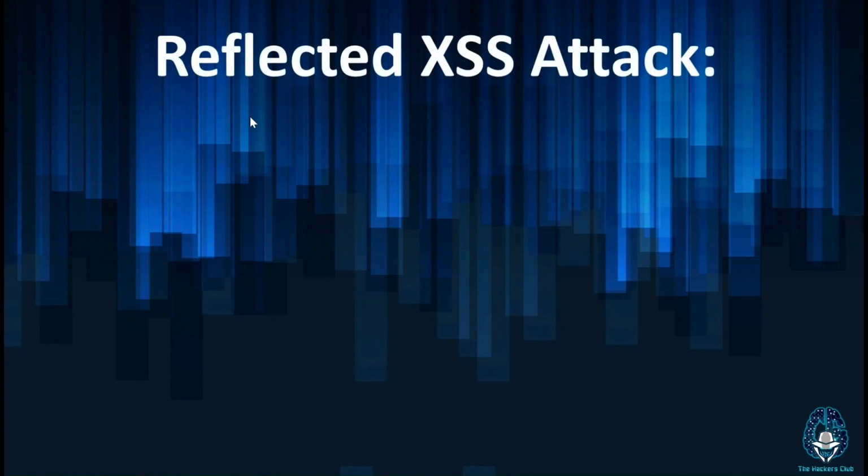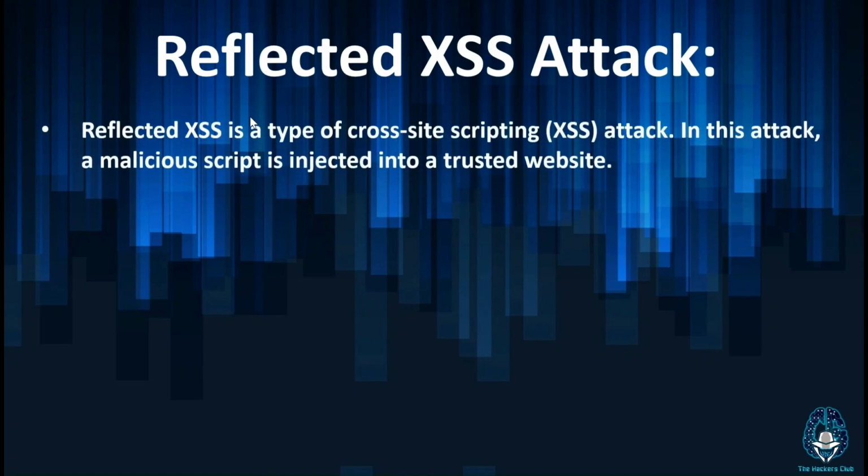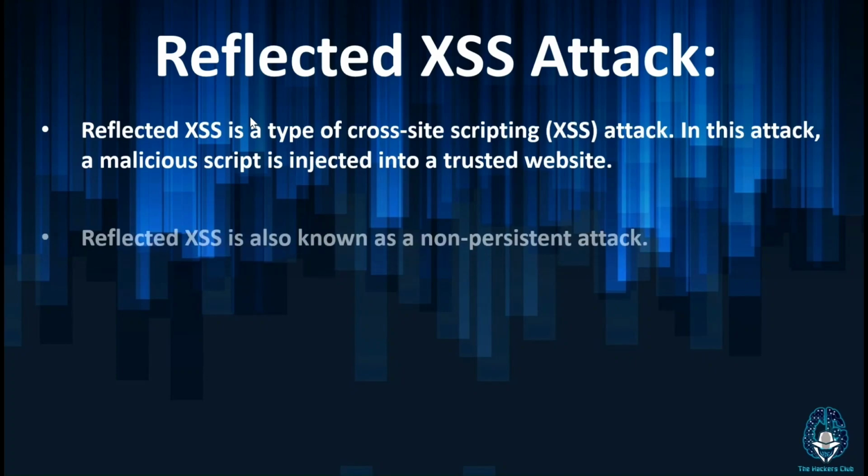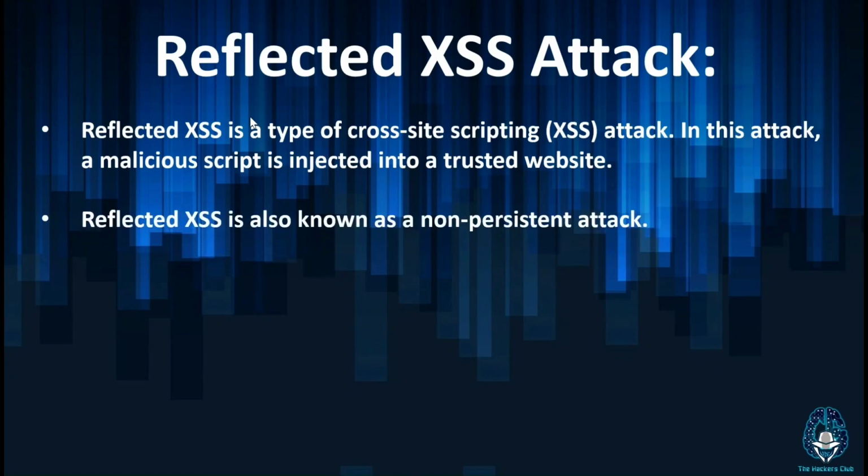The first one is a reflected cross-site scripting attack. Reflected cross-site scripting is a type of cross-site scripting attack. In this attack, a malicious script is injected into a trusted website. The script is activated when a user clicks a link that sends a request to a vulnerable website. The script can appear in an error message, search result, or other response. Reflected XSS is also known as a non-persistent attack.